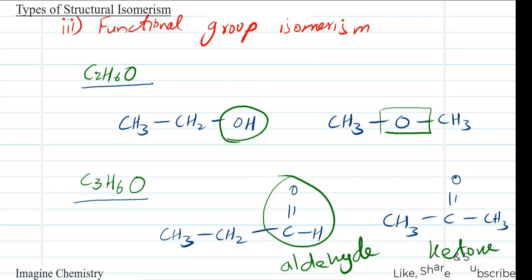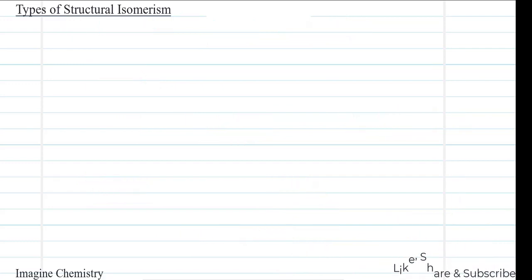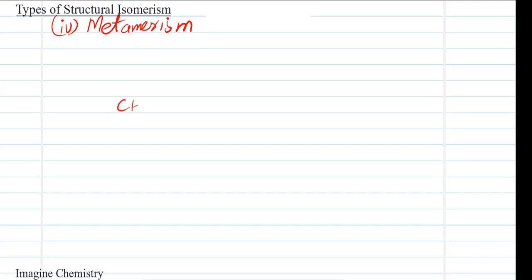The fourth type of structural isomerism I told you was metamerism, in which the arrangement of carbon atoms around a central atom is different. Let's say we write this structure, right?